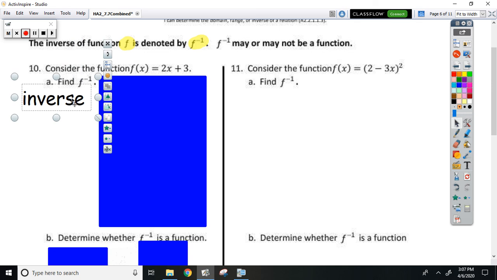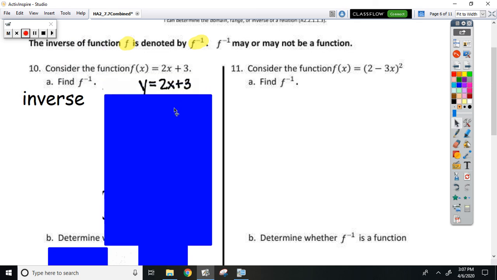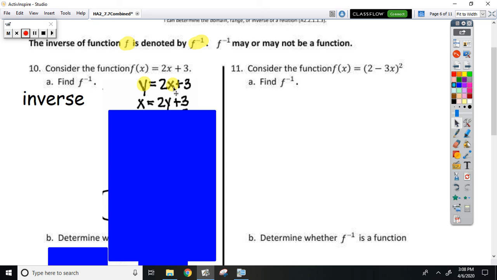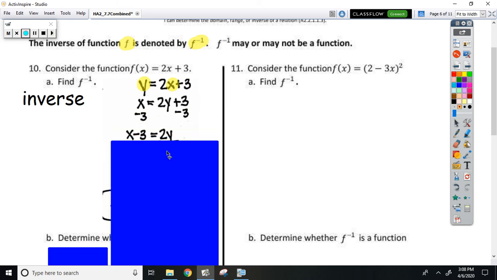So to find the inverse, the first thing I want to probably do is change that f of x to a y equals, just because that's what we're used to seeing. And then we switch our variables around. So plug the y in for x and the x in for y. So switch those. Now solve for y. What would I do first? Undo addition with subtraction. Then undo our multiplication with division.